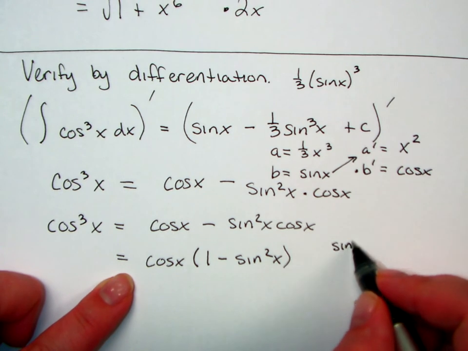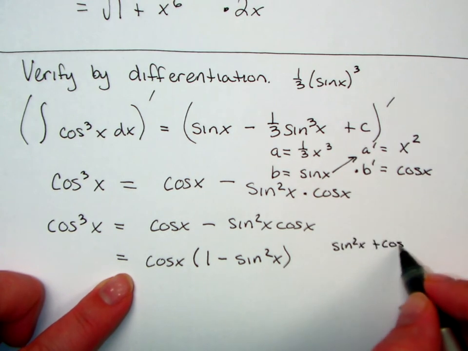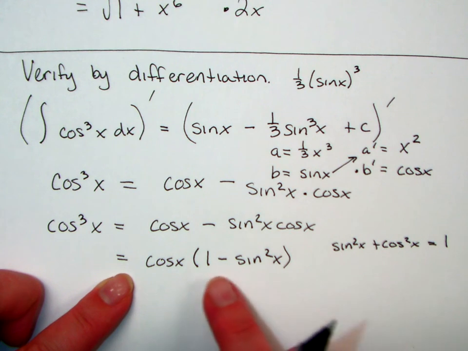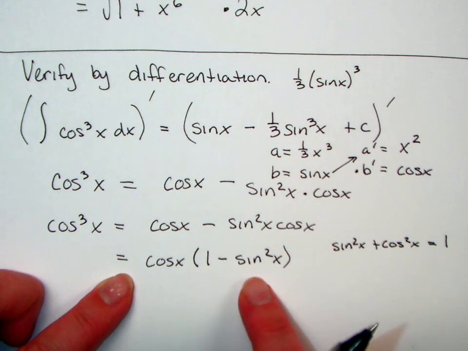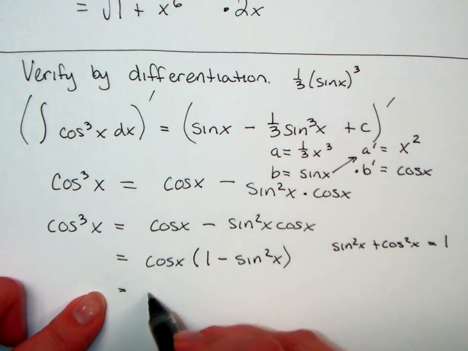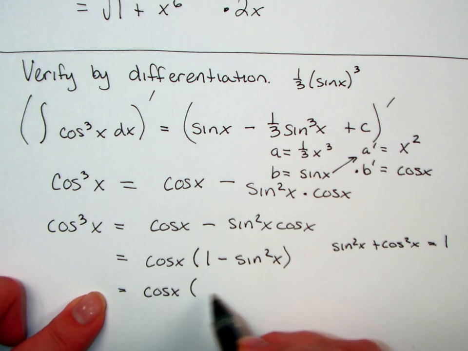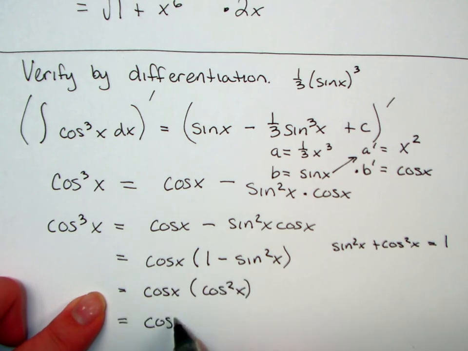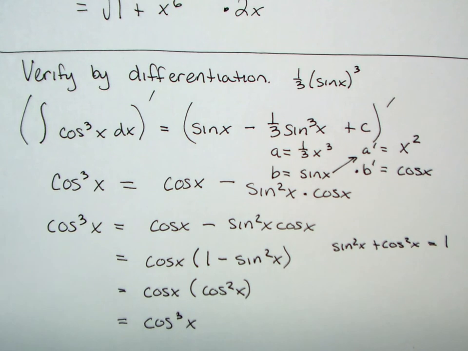Because we have sine squared x plus cosine squared x equals 1. And so if I move the sine squared over, I get cosine squared x equals 1 minus sine squared x. So 1 minus sine squared x is the same thing as cosine squared x. So now I have cosine x times cosine squared x, which is indeed cosine cubed, right? So we did prove that the left-hand side equals the right-hand side.